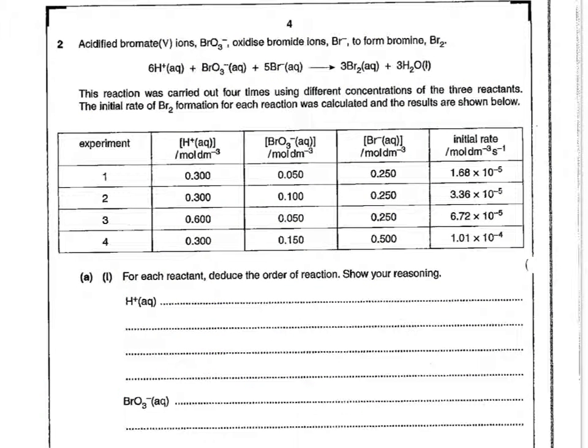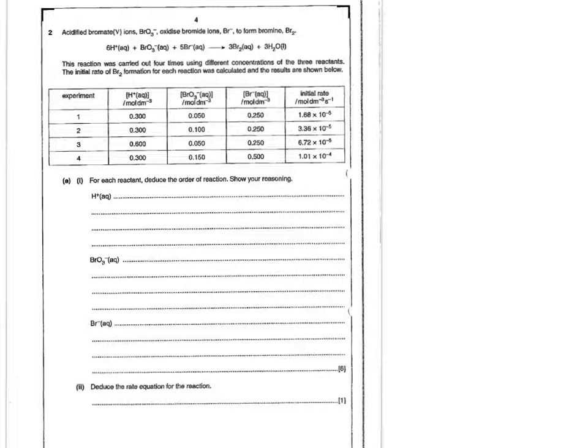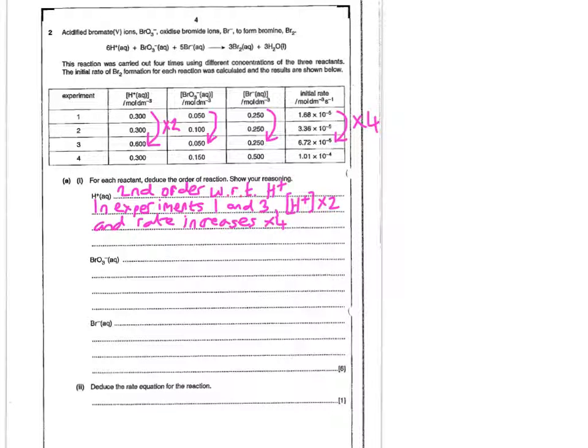So let's now try some examples. Now it says for each reactant, deduce the order of reaction and show your reasoning. What I'm going to do is make the page a little bit smaller so we can do any necessary workings at the side. So let's start with the H+. All we've got to do is find a pair of experiments where it's changed, but everything else stays the same. So you can see that the concentration of H plus is doubled in going from experiment 1 to experiment 3. The concentrations of BrO3- and Br- remain the same.